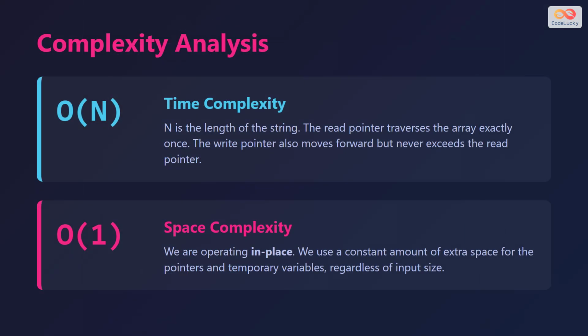Let's analyze the performance. The time complexity is big O of n, where n is the length of the string. Even though we have nested loops, the read pointer visits each character only once. The space complexity is big O of 1 because we only use a few variables for pointers and counters, regardless of the input size.